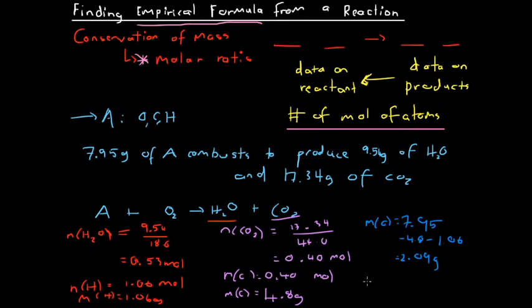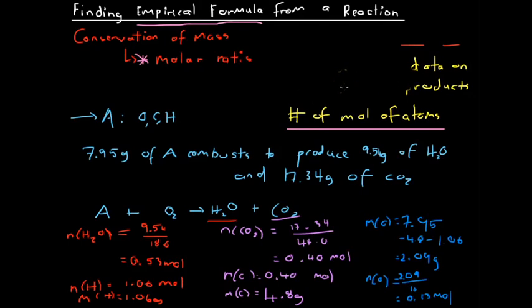So the mole of oxygen is going to equal 2.09 over 16. That's going to equal 0.13 mole. So we figured out all these values for mole. So now we've got to figure out the molar ratio. Now, we'll make some room here. So we know the number of mole of each.